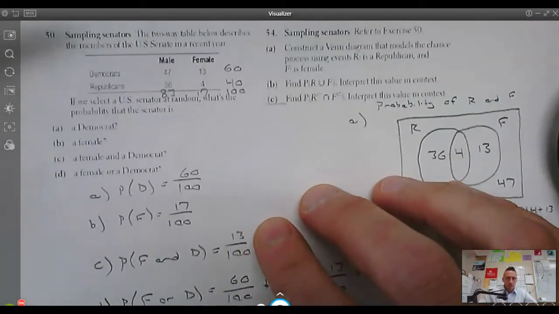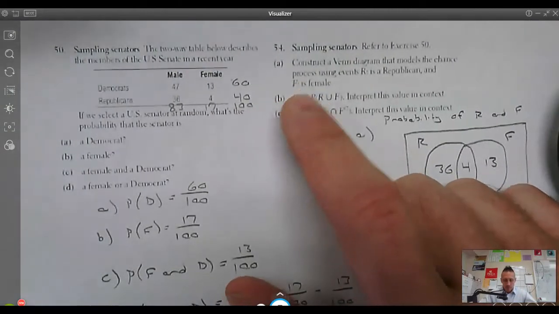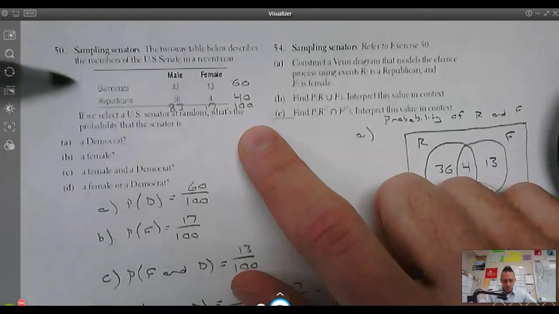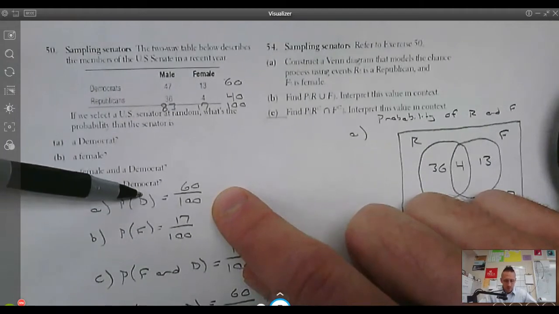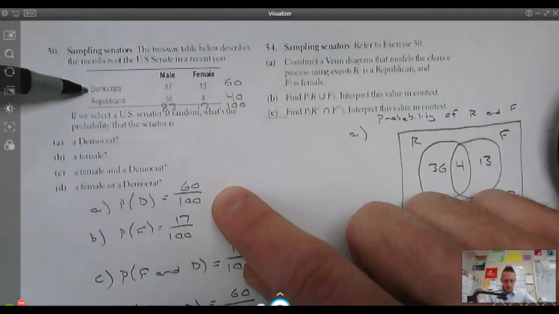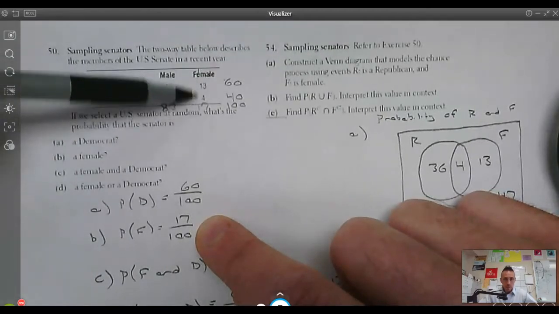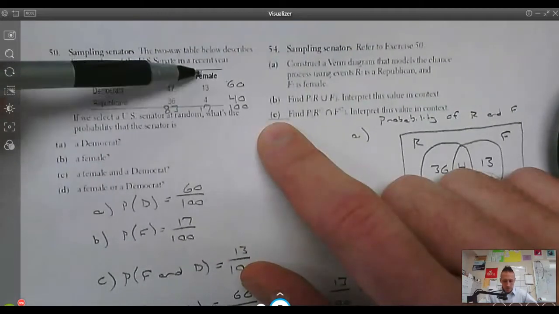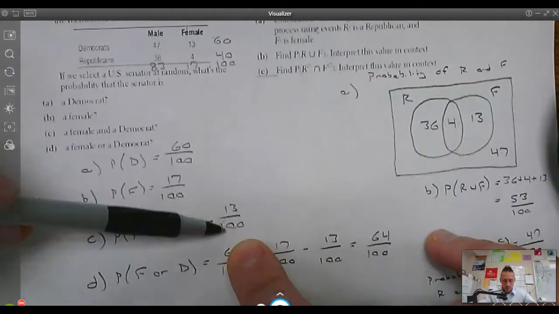So in number 50, the first thing I want to do is get all the totals. They're selecting one senator at random. What's the probability the senator is a Democrat? So total for the Democrats, 60 out of 100. Just use notation, probability of D. That's pretty obvious that D stands for Democrat. Female, probability of a female, 17 out of 100. Female and Democrat, so I'm looking for the intersection of female and Democrat, 13 out of 100.